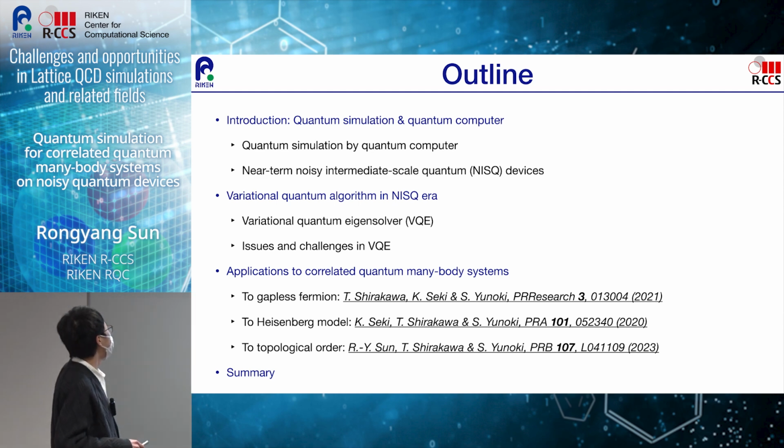So, in the first part, I will briefly introduce quantum simulation and quantum computers. Here I will emphasize that we are currently in the so-called noisy intermediate-scale quantum era, so we only have NISQ devices. Then I will introduce the algorithms in this area, the variational quantum algorithm, used to simulate quantum many-body systems, which we call the variational quantum eigensolver. It is a very promising algorithm, but I will show there are a lot of issues and challenges in VQE.